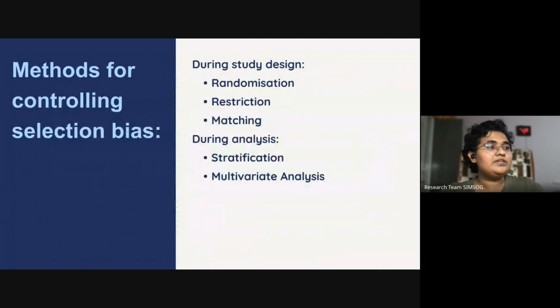So this was all of the selection biases. Now let us talk about how we can reduce or control selection bias. We can reduce selection bias at two phases, either during designing the study itself or during analysis. During study design, we can reduce selection bias by randomization, restriction, and matching. And during analysis, we can do so with the help of stratification and multivariate analysis.